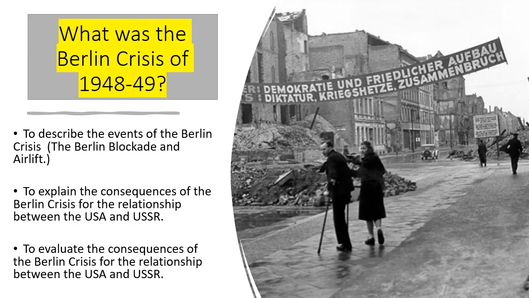Now the next key event, or events really, are related to Berlin between 1948 and 1949. It may get referred to as the Berlin Crisis, but it's referring to the Berlin blockade and also the Berlin airlift. So two separate things. That is what is known as the Berlin Crisis of 1948 to 49.